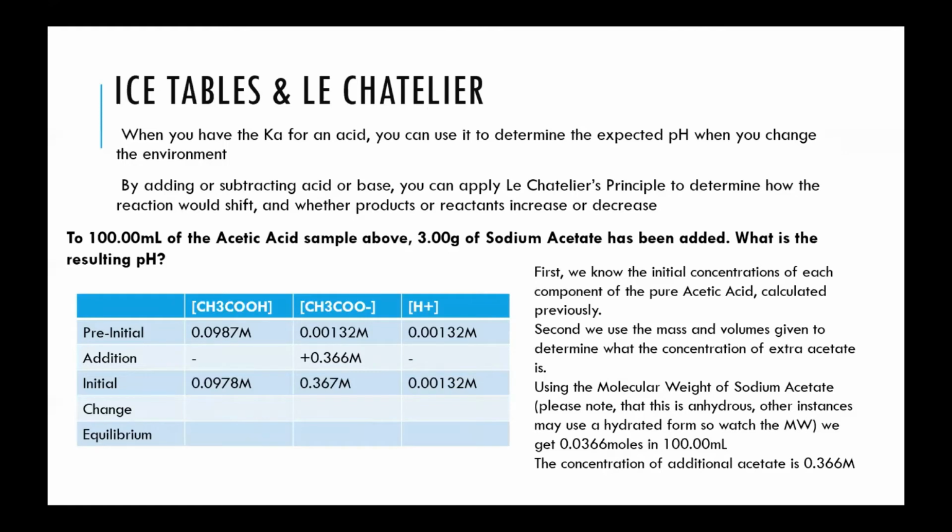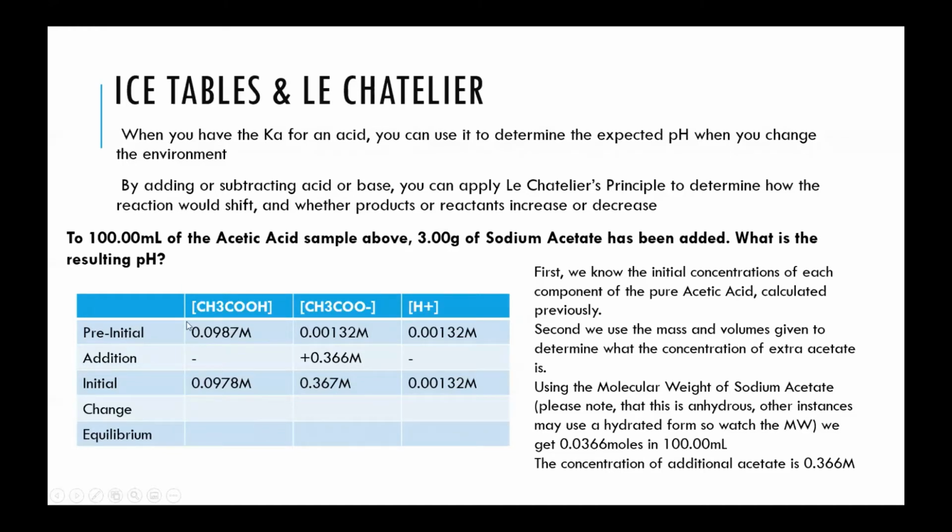Now, this whole experiment is about buffers and buffering capacity. When you make a buffer, you're taking a weak acid and adding its conjugate base, or adding one of the components to it. And when that happens, things change.